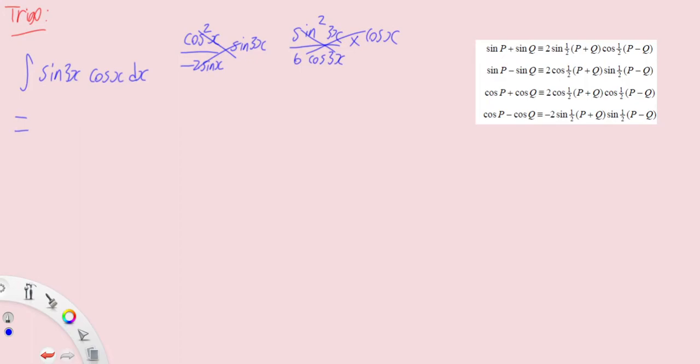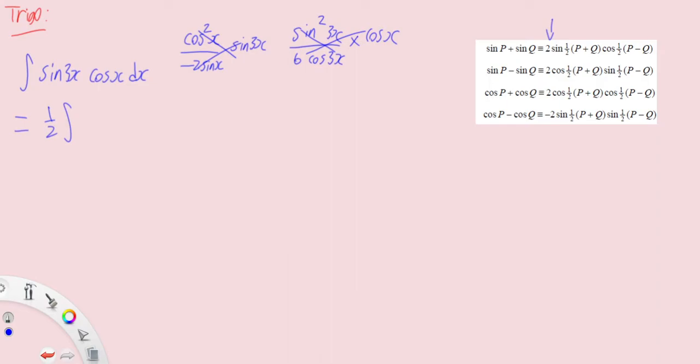As such, we can technically pick either one, but I'll prefer to pick the first one because my 3x is bigger than x and the quote-unquote bigger function is in sine. As such, I would like to use the first one because p plus q should technically be bigger. So first of all, you must notice that there's a constant 2 in front. So what we do first, add a half first. Don't forget about this half, okay?